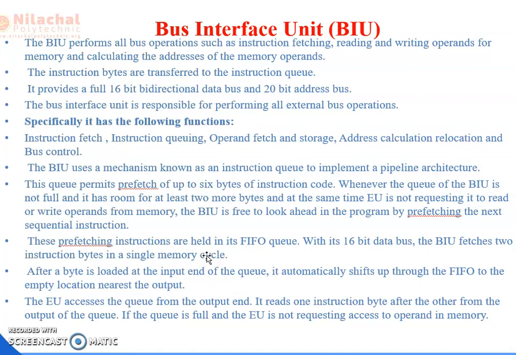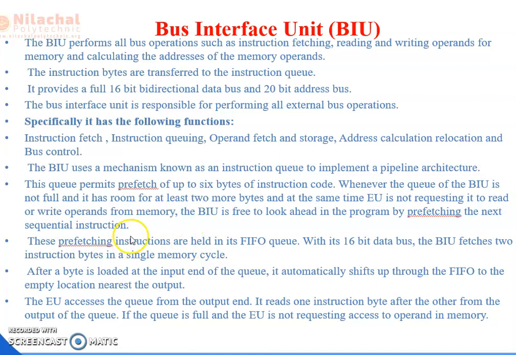So the bus interface unit performs all the bus operations such as instruction fetching, reading, and writing operands for memory and calculating the address of the memory operands. The instruction bytes are transferred to the instruction queue. It provides a full 16-bit bidirectional data bus and 20-bit address bus. The bus interface unit is responsible for performing all external bus operations. So specifically it has the following functions: instruction fetch, instruction queuing, operand fetch and storage, address calculation, relocation and bus control.